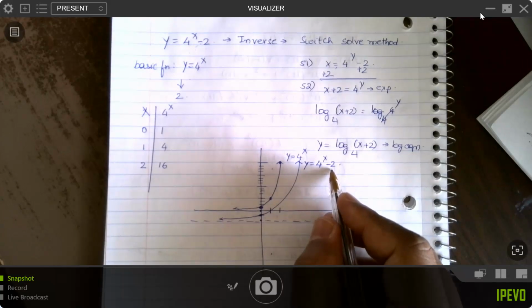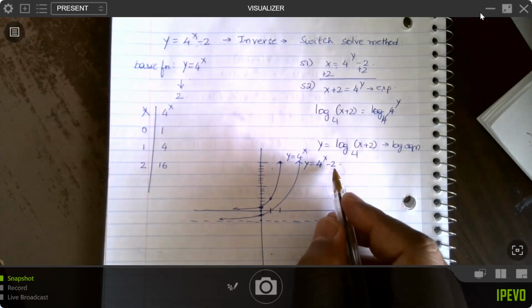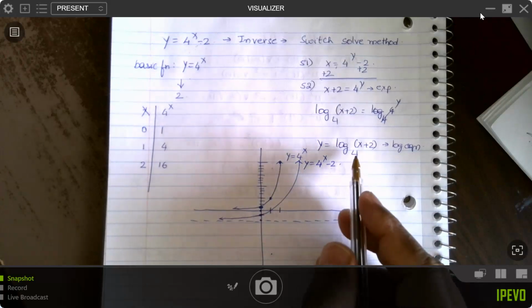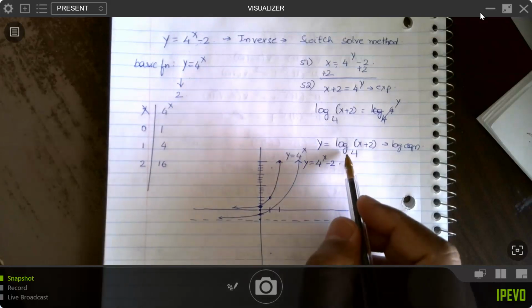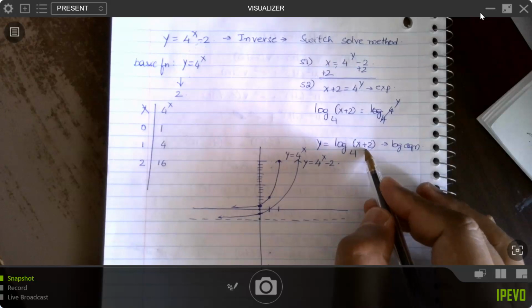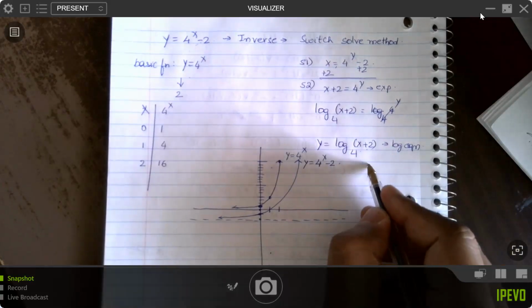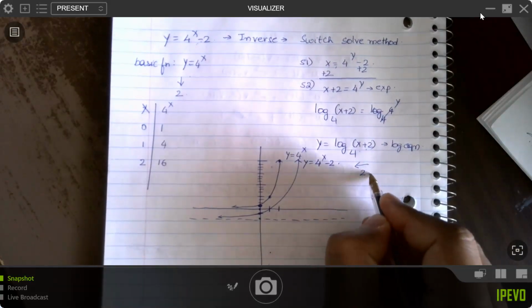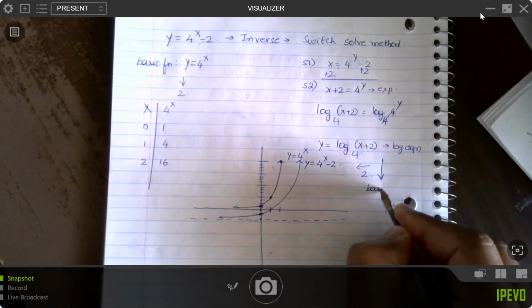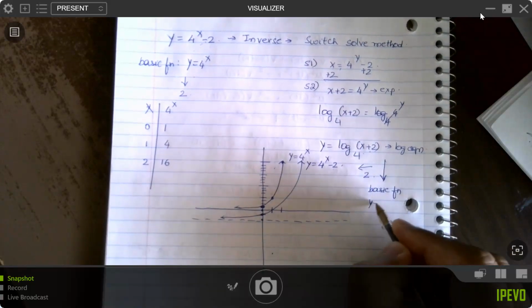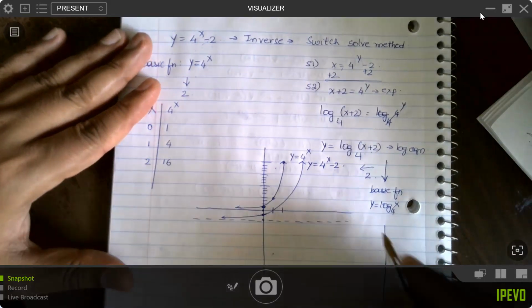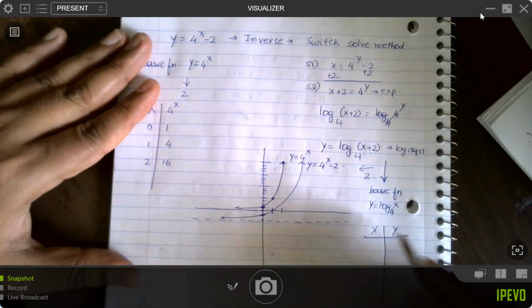Now let's go ahead and graph y equals log of x plus 2 to the base 4. Here the plus 2 is inside the function, which means you're really moving the graph to the left by 2 units. Now the basic function or the parent function here is y equals log x to the base 4. So now when you really put it down, you get an x and a y.